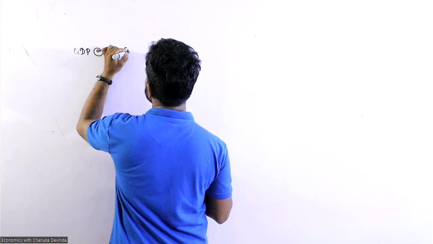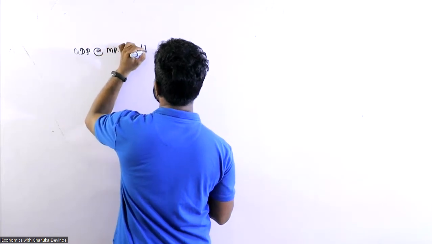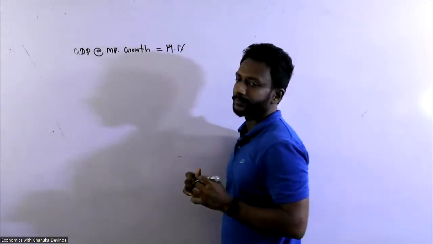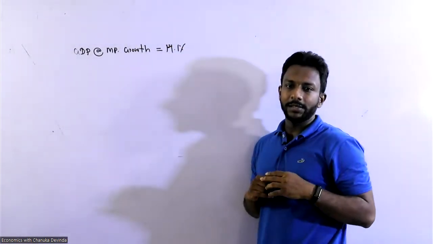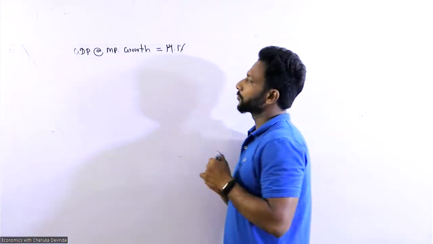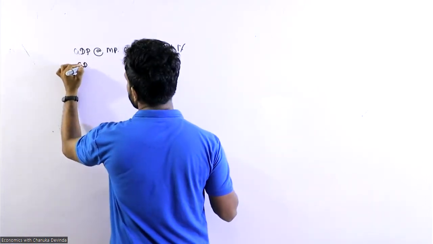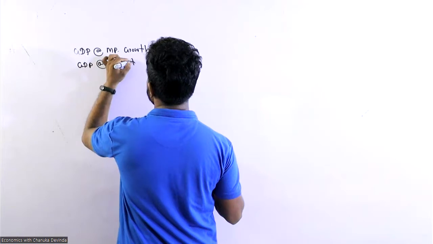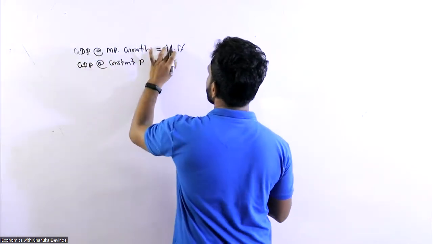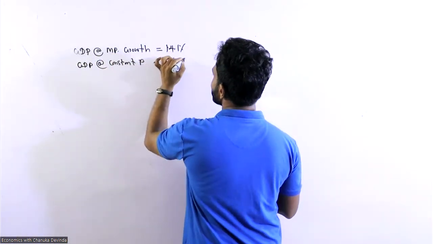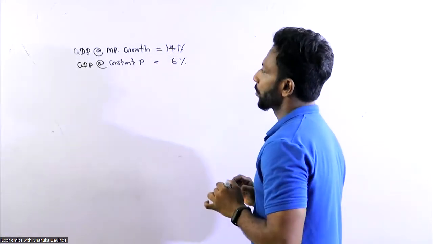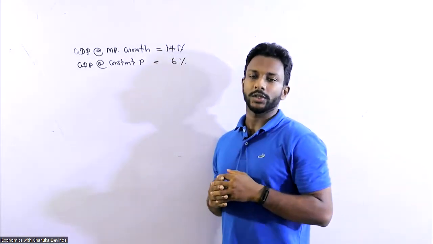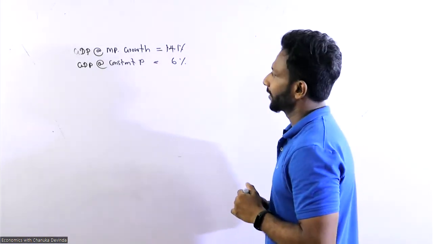Market price growth is equal to 14.1%. And the second one, GDP at constant price has only increased by 6%. So they're asking, explain the reason for this situation. Situation is clear. What is it?